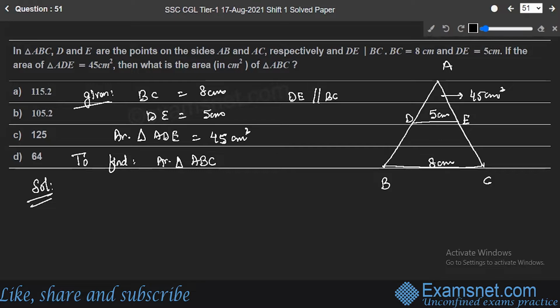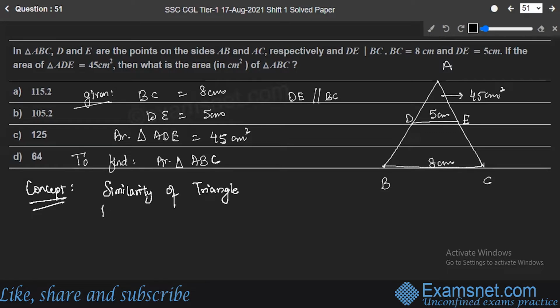What concept will we be using? First of all, let's write that also. We'll be using the concept of similarity of triangles and the area of similar triangles concept.